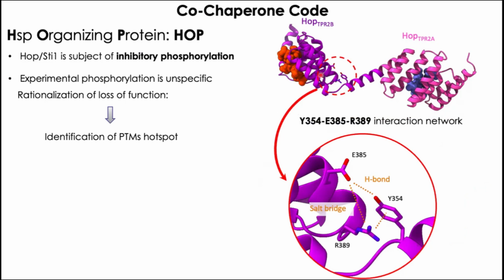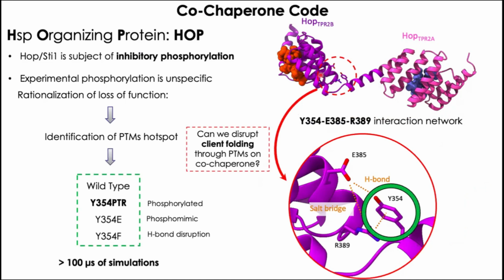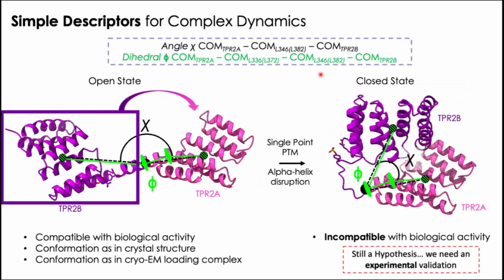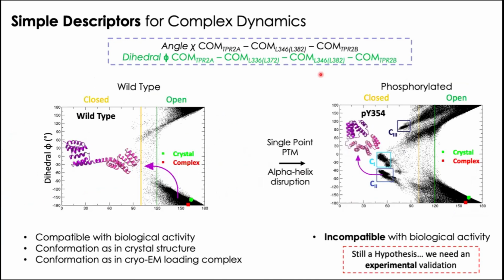And this phosphorylation changes the way that the complexes are assembled and the substrate proteins are matured in the cells. So we looked with simulations at the phosphorylated version of the co-chaperone versus the non-phosphorylated one, and compared the conformational populations that are selected, showing that while the wild type tends to be mostly in the open conformation, the phosphorylated one tends to be more closed.